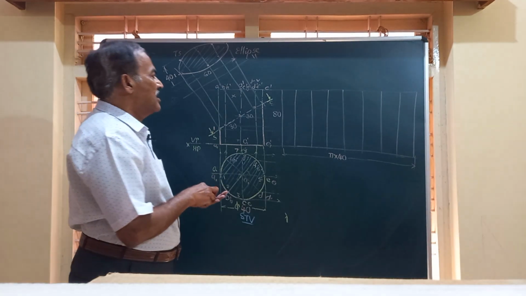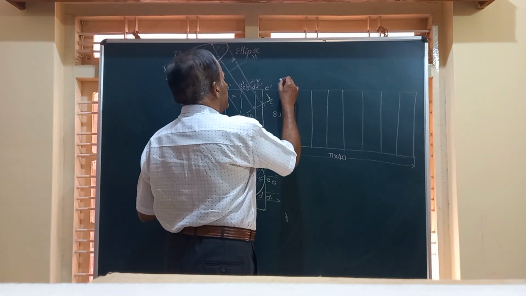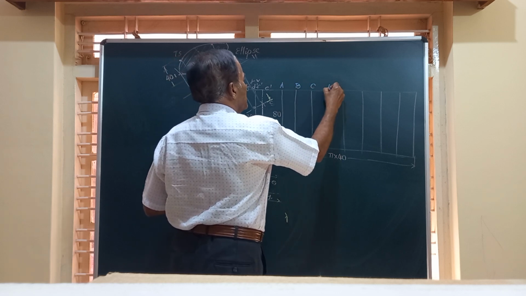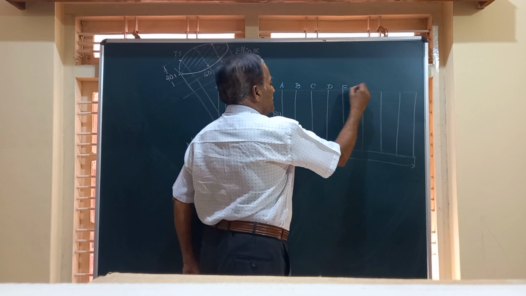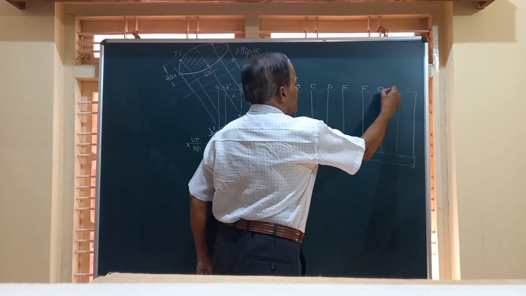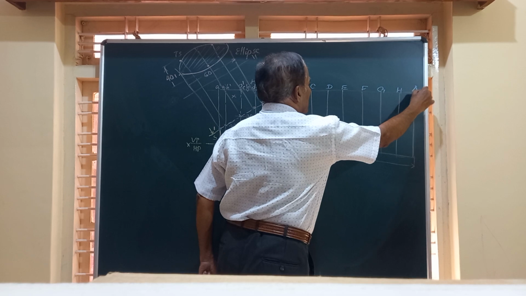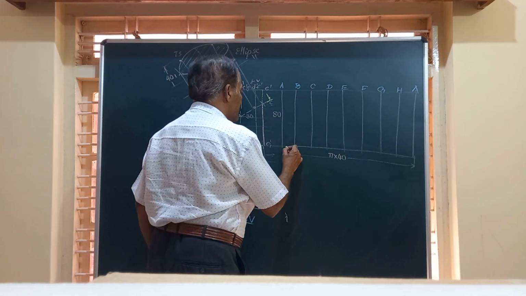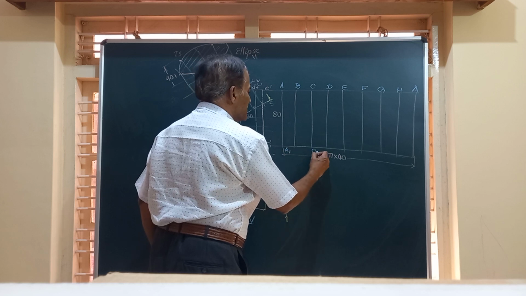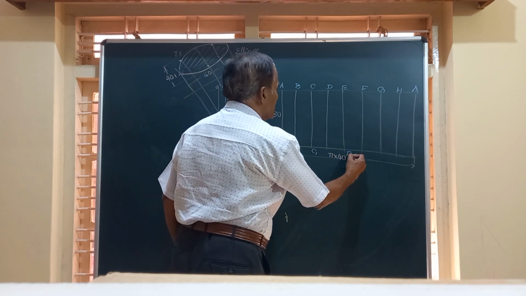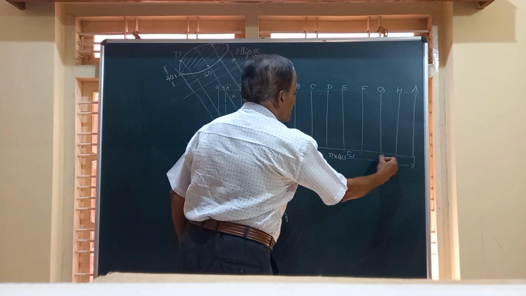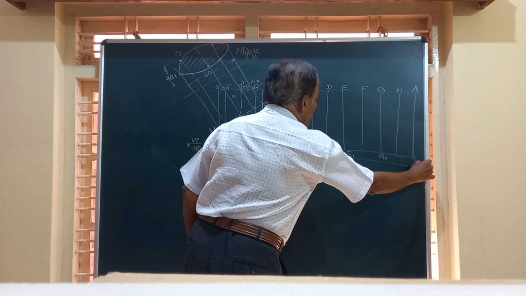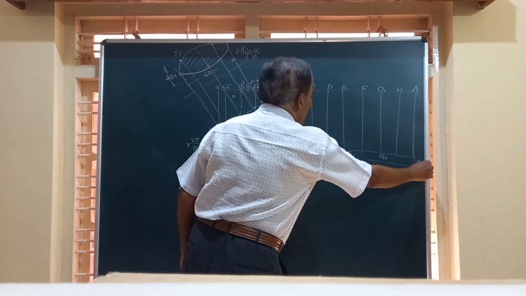Let me name this as A, B, C, D, etc. This is A, B, C, D, E, F, G, H, and finally A, because the starting and the end point should be same. Similarly, for the bottom piece, you got A1, B1, this is C1, D1, this is E1, F1, G1, this is H1, and again this is A1. So drawing the development is very simple.